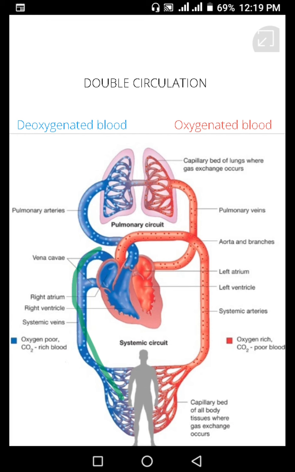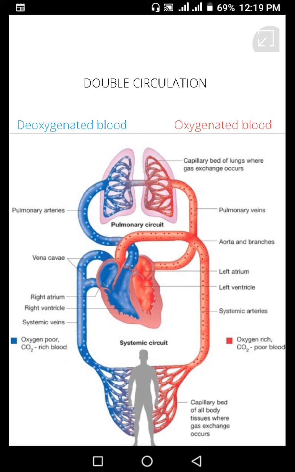into the right atrium, right ventricle, and then out through the lungs, passing through a blood vessel called the pulmonary arteries.